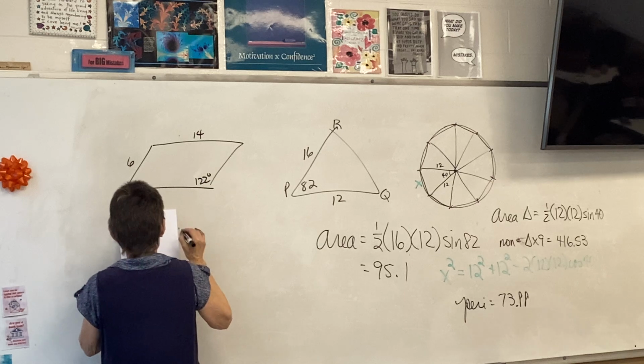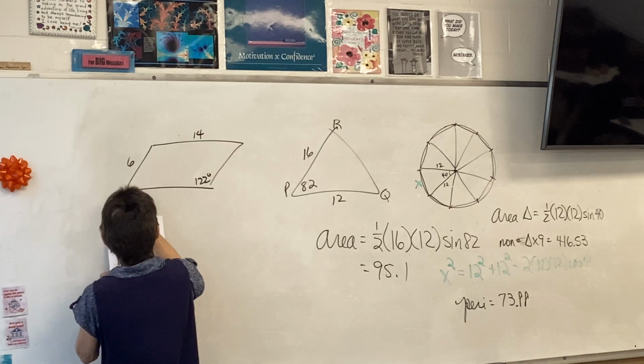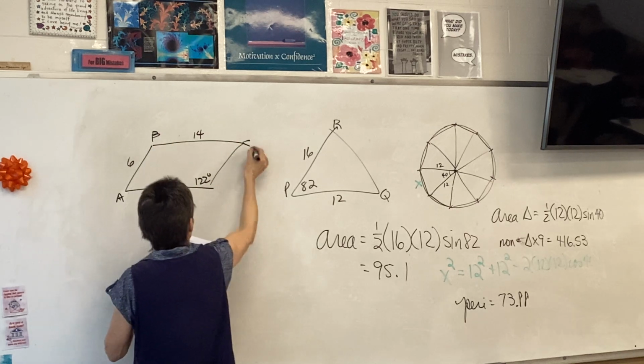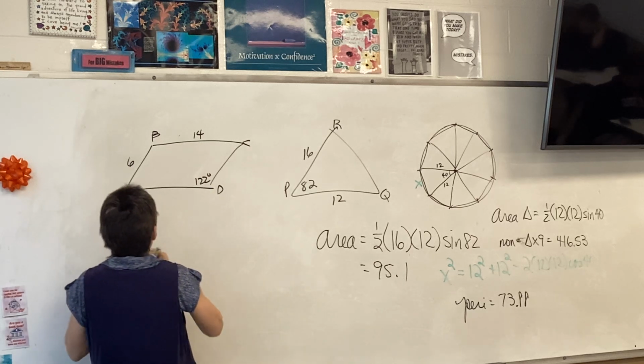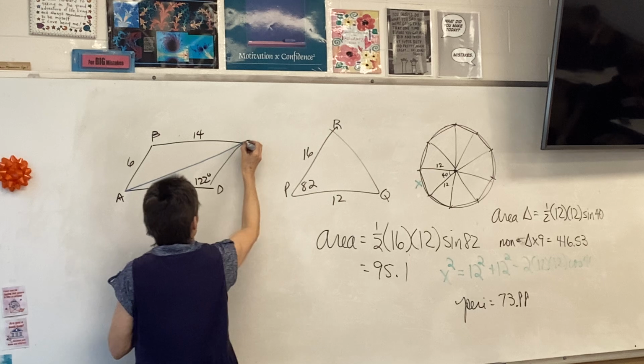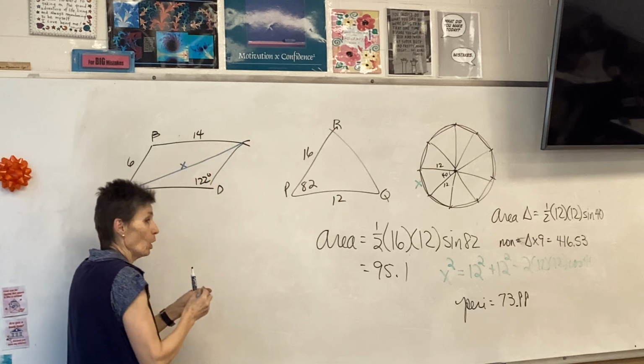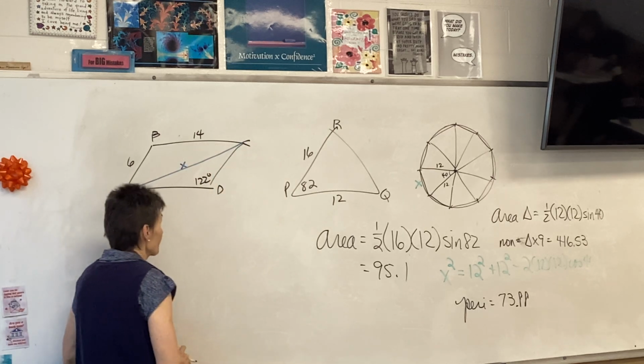Crossing the diagonal, we're finding AC. So we are finding this diagonal right here, AC. How long is it?